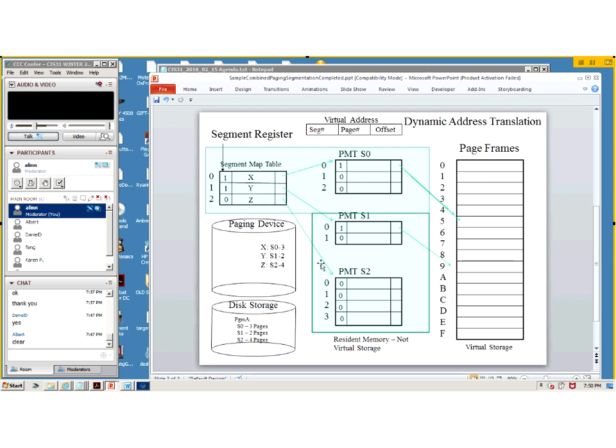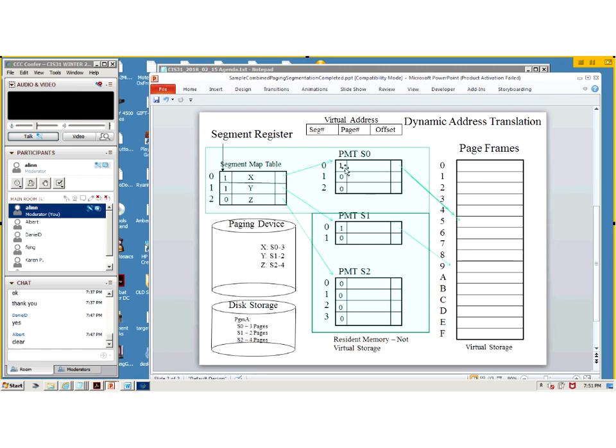Then the loader would turn it over to memory management. And memory management, the virtual storage management, would then decide, well, where am I going to put it in memory? What are my free page frames? And then it decided that it's going to load segment 0, page 0 into 5, into that address. And it puts that address right there.